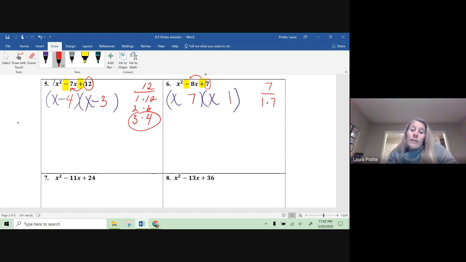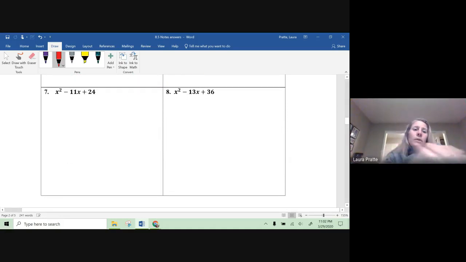Now when I put my numbers in, they're both going to be minus signs because negative 7 plus negative 1 would equal the negative 8 in the middle. But when I multiply the negative times the negative, I get the positive 7. All right, next 2 examples of this type.